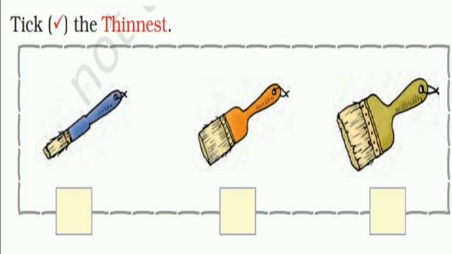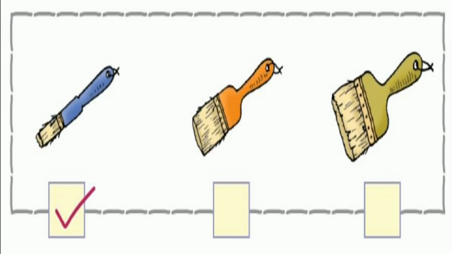Next, tick the thinnest. Children, here you can see three paint brushes. We have to tick the brush which is thin. Observe, children, which is the thinnest among three? Yes, the first brush is thin, right? So we shall tick the first brush. The first brush is the thinnest among three brushes.